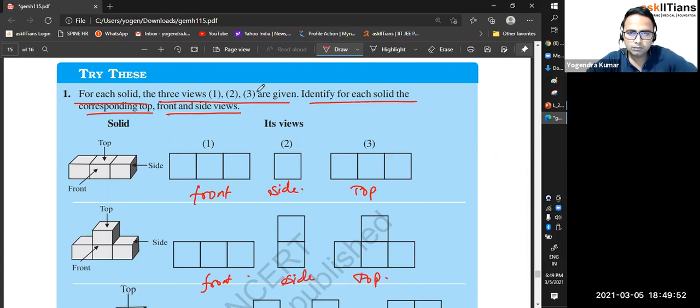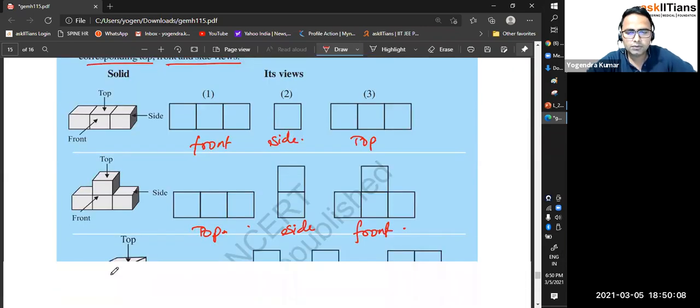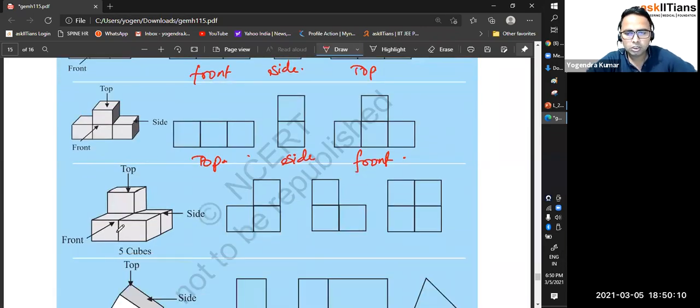My bad, one mistake, sorry. What will be the thing here? You can observe this is our top view. This is our front view, right? Now this is the object here. What is the shape we are getting here? From the front it looks like this.